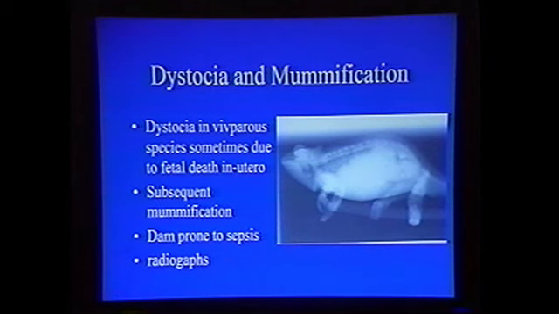Dystocia and mummification is occasionally seen in the viviparous species due to fetal death in utero with subsequent mummification. Again, the dam is prone to sepsis, and these carcasses should be removed as quickly as possible. Radiographs are helpful in the diagnosis of mummification.